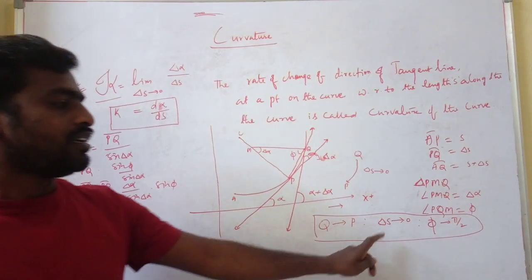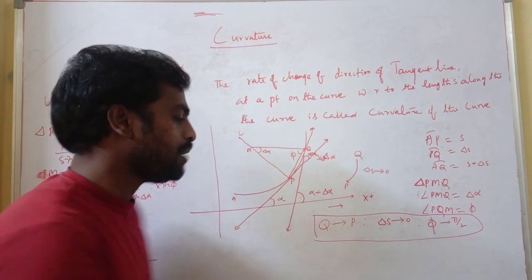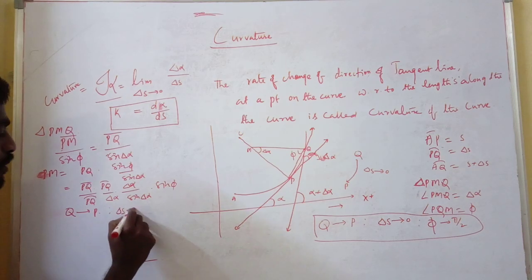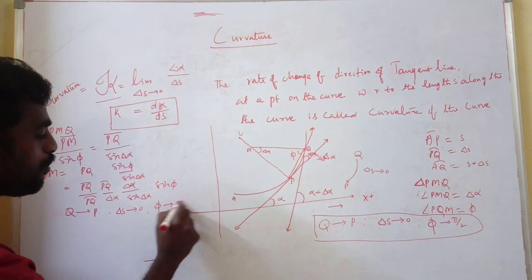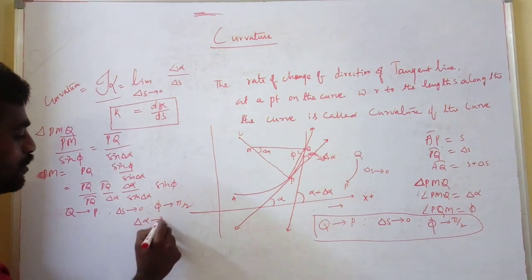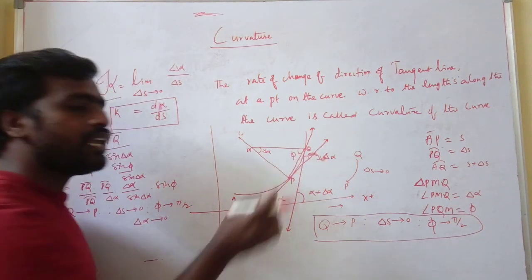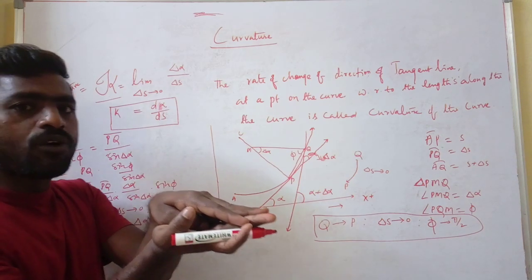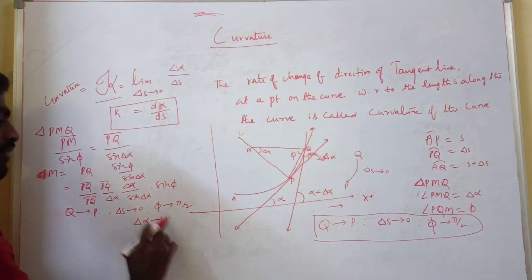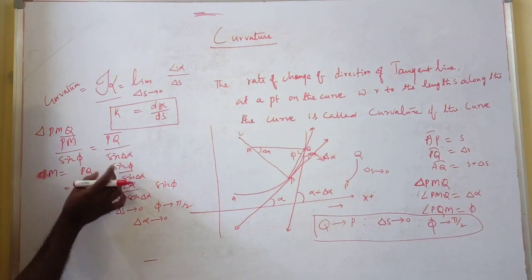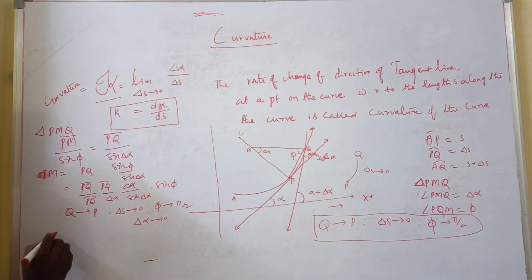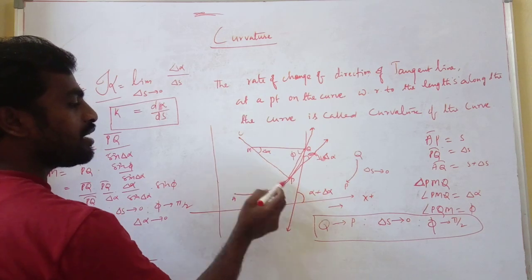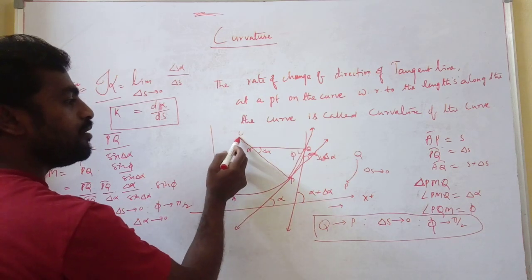Then delta S approaches 0 and phi approaches pi by 2. Next, delta alpha approaches 0, because these two tangent lines coincide. That means the angle between the two tangent lines is now 0. These values are substituted by applying the limit P tends to Q. Then the length PM tends to C, which is fixed at C.